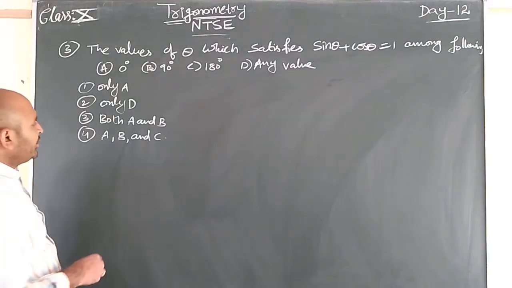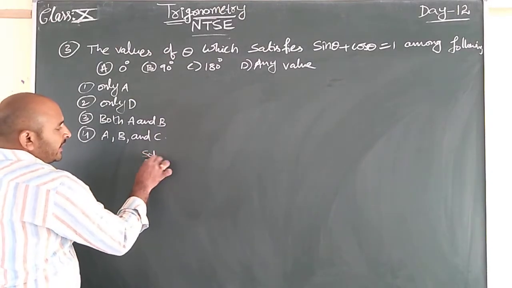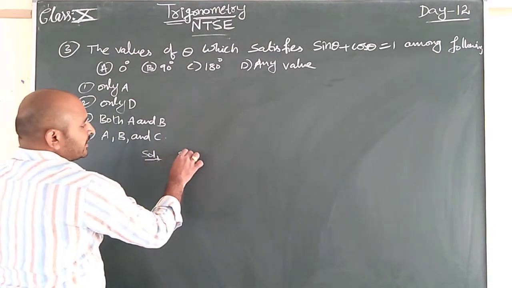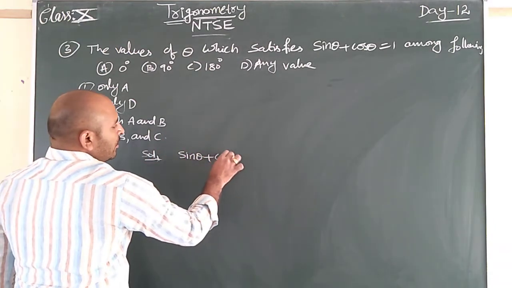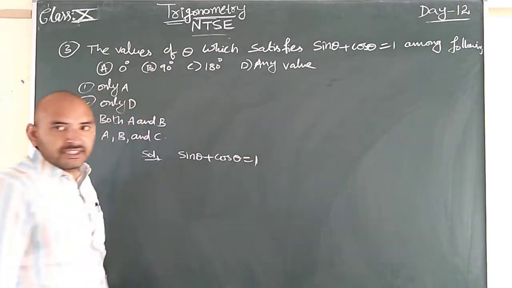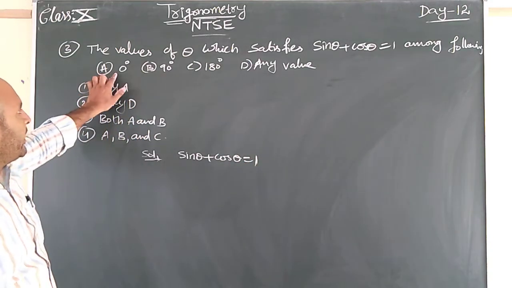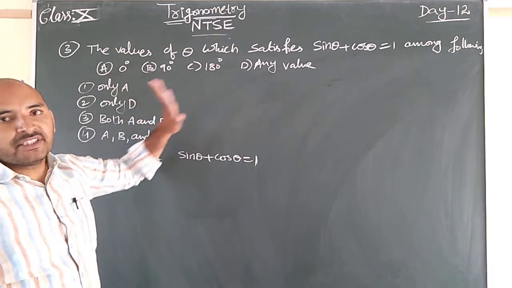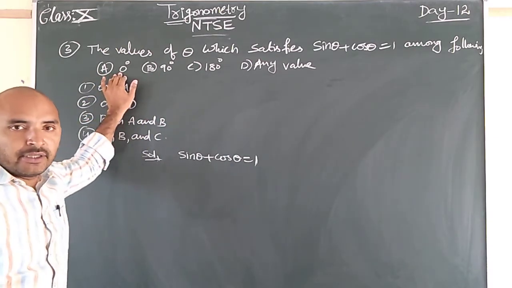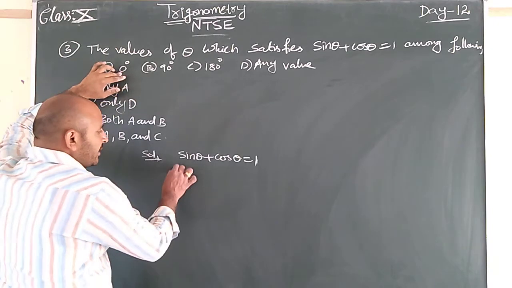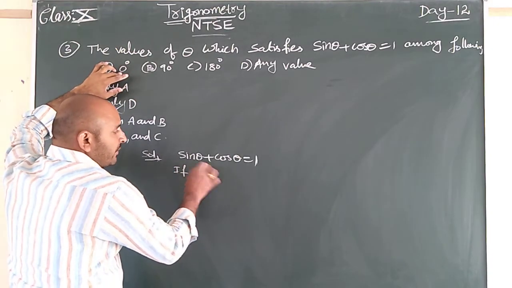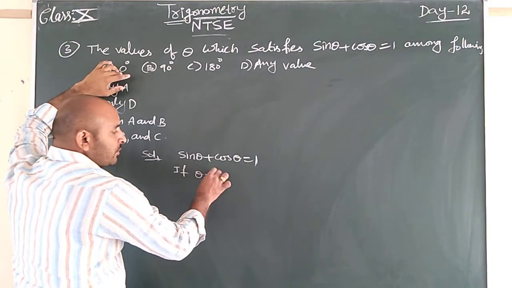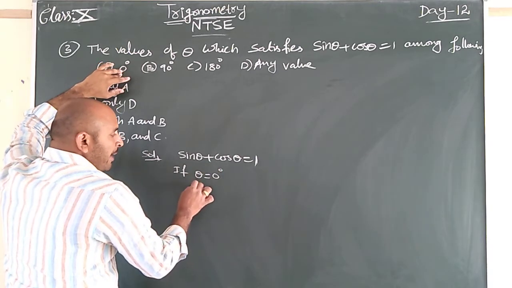So take the condition. What is the given condition? Sin theta plus cos theta is equal to 1. This is the given condition. I am taking first 0 degrees. Let us take theta is equal to 0. We check whether the condition is true or not if theta is equal to 0 degrees.